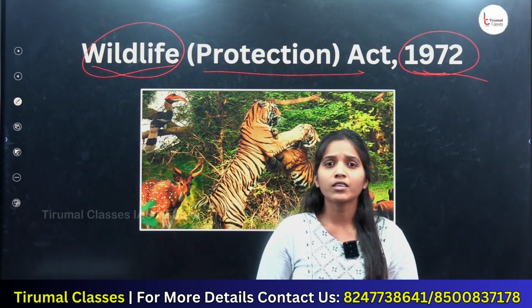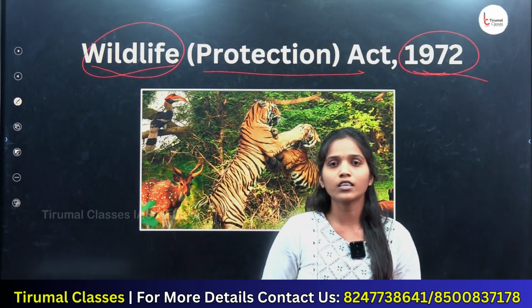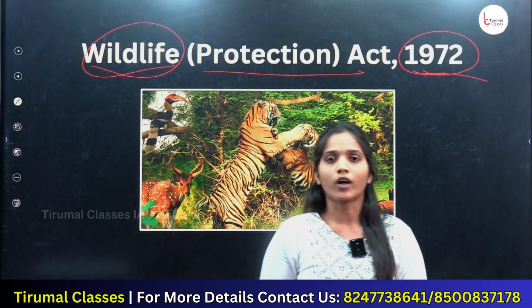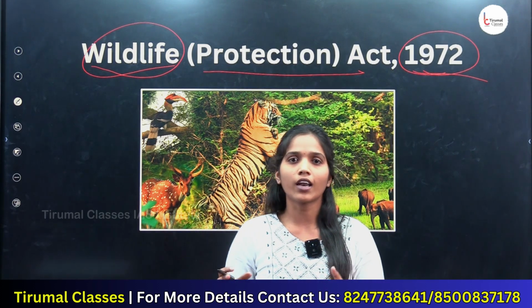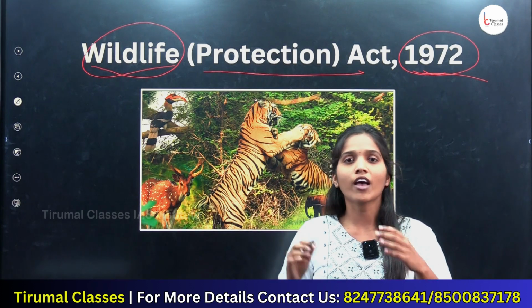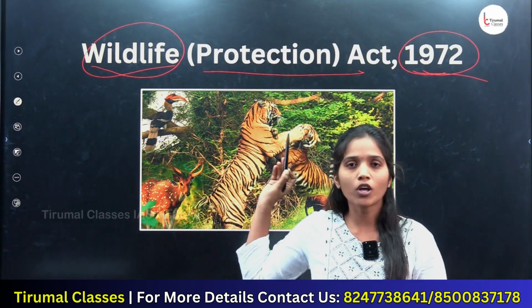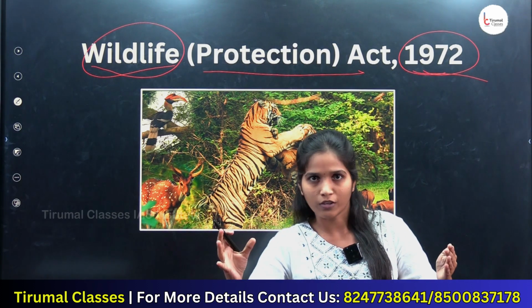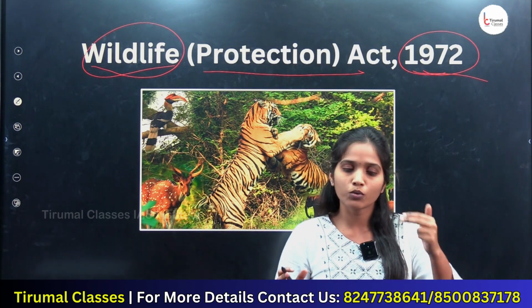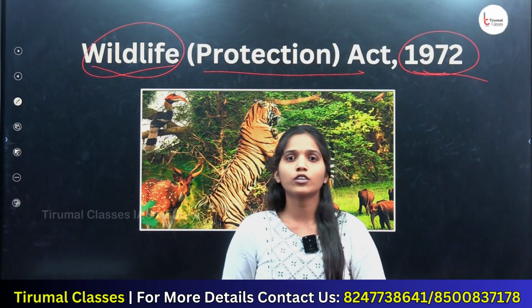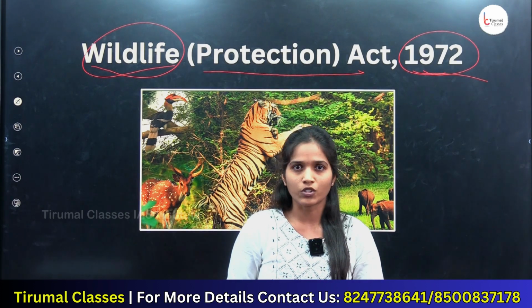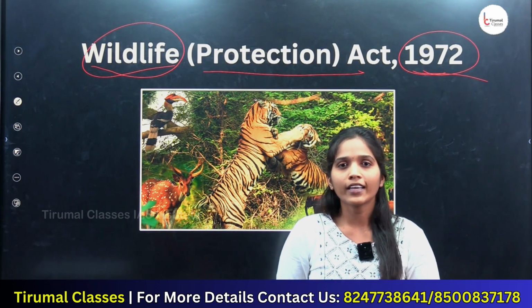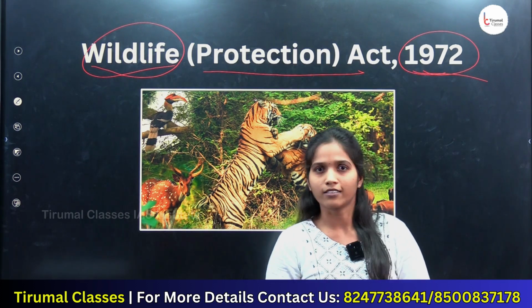And several amendments have been made to this act. In the recent one, the Wildlife Protection Amendment Act 2022, there are some provisions. At the beginning of this act, we had 6 schedules. But in this 2022 Amendment, the schedules have been reduced from 6 to 4, that is, Schedules 1, 2, 3 and 4. Schedule 1 is related to the protection of endangered species. It contains a high level of protection, and the species included are the Great Indian Bustard, Red Panda and so on.